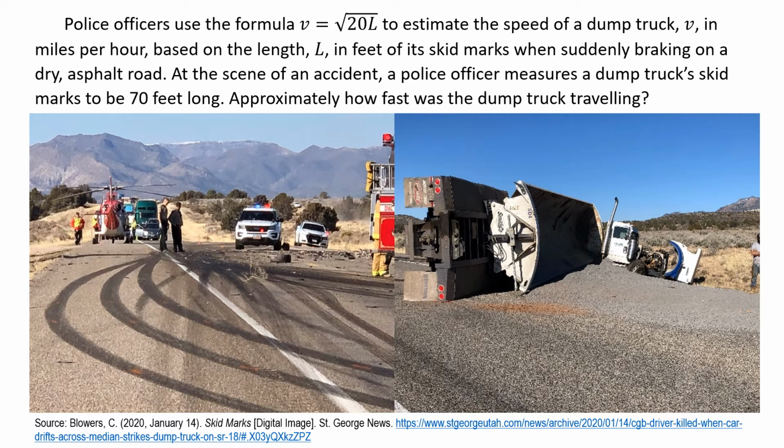Police officers use the formula V equals the square root of 20L to estimate the speed of a dump truck. V is in miles per hour based on the length L in feet of its skid marks when suddenly braking on a dry asphalt road. At the scene of an accident, a police officer measures a dump truck's skid marks to be 70 feet long. Approximately how fast was the dump truck traveling?